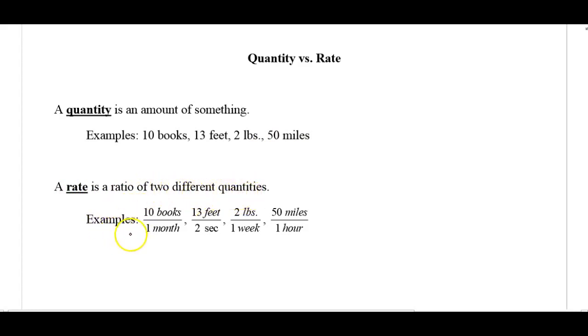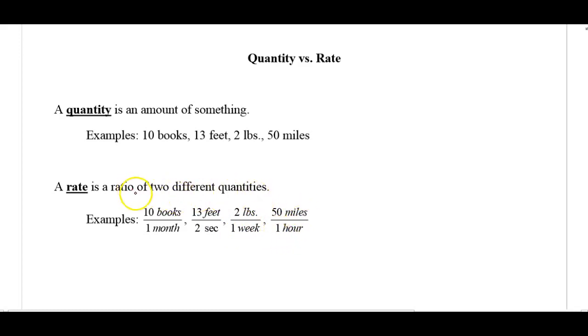Some examples of a rate, so we're looking for a ratio, so we think fraction, so two different quantities, so 10 books over 1 month. This ratio would read 10 books in 1 month, or 13 feet every 2 seconds, or maybe you lose 2 pounds in 1 week, or go 50 miles in 1 hour.